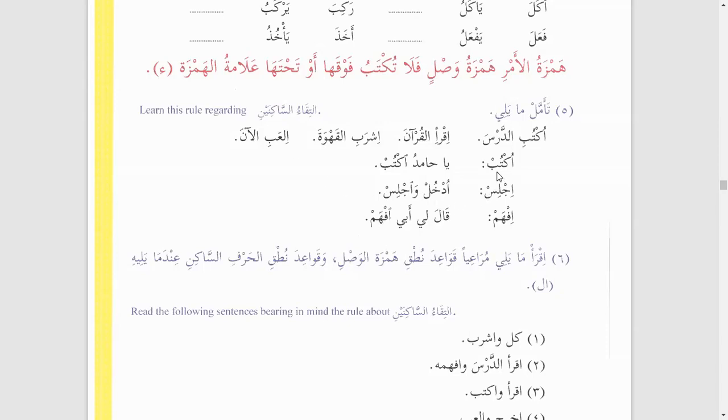Number two, uktub. But when we say Ya Hamid, now it is Ya Hamidu, and then after that we know that the Hamza of Uktub is Hamzatul Wasl. So when we connect it, we will not read it. So we will say Ya Hamiduktub. Similarly, Ijlis, Udkhul, Wajlis. So we will not say Udkhul wa Ijlis, it will be Udkhul, Wajlis.